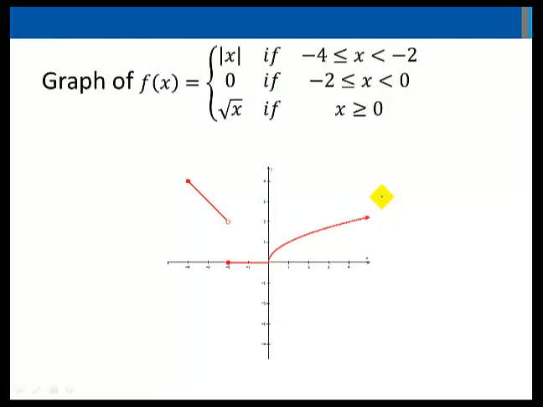Notice a couple things here. The domain of our function includes all of the 3 subdomains. The domain here would be x is greater than or equal to negative 4, which would be negative 4 to infinity. And another thing to note, this is a function. Any vertical line by the vertical line test only passes through this function one time.